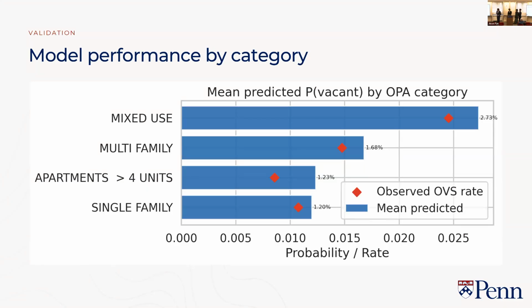Looking at different categories, we could see mixed use, multifamily, apartments, and single family actually all align pretty well with the current observed vacancy rate, albeit it slightly predicts more, which is what we want.